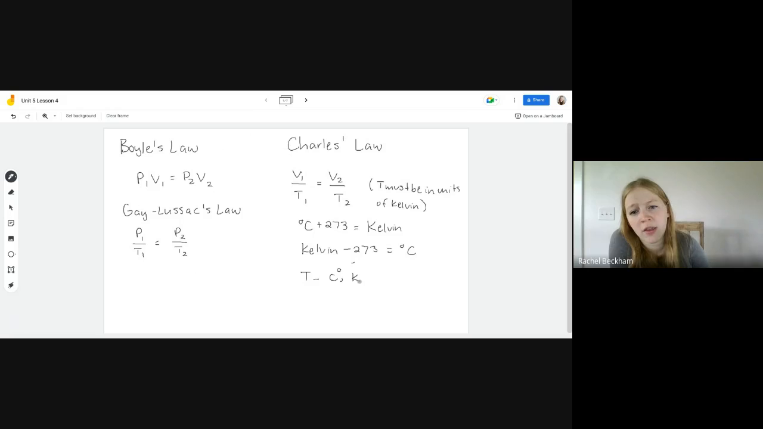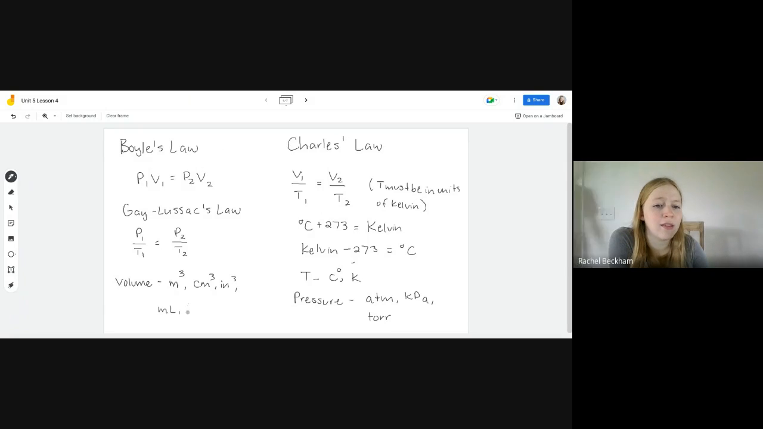Another thing to keep in mind is that temperature, we just said, is typically in units of Celsius or Kelvin. Pressure, you will see that it is typically in units of atmospheres or kilopascals, or sometimes something called torr. So if you see these units, that is a pressure value. And then volume is typically in units of something cubed. Anything cubed is always going to be a volume, like centimeters cubed, inches cubed. And other units of volume include milliliters and liters.